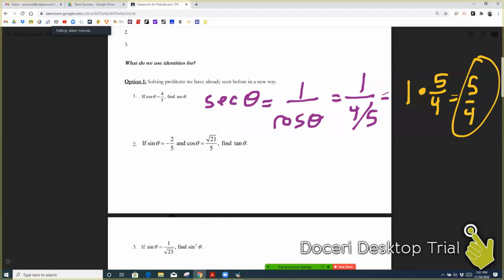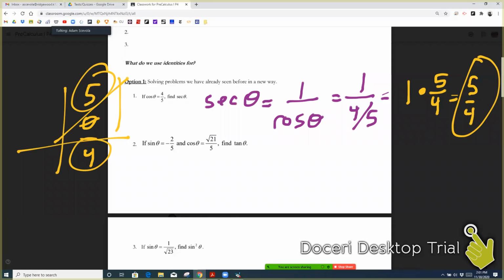Now you could draw a picture too. You could have drawn a picture of theta where the cosine of theta is 4/5, and then the secant of theta is 5/4. That would have also worked. Sometimes you don't want to draw a picture. It's too much work.